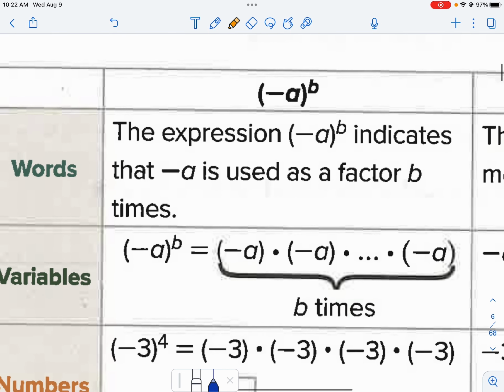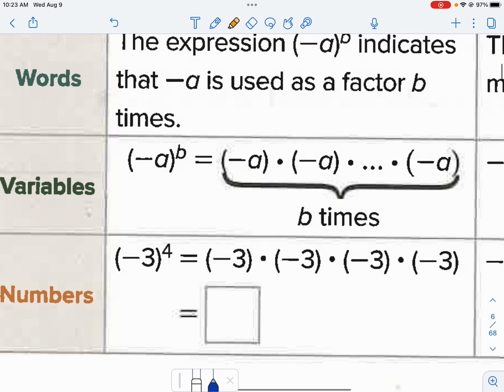If I look at this first one, the expression in parentheses, negative a to the b indicates that negative a is used as a factor b times. So that means it's negative a times negative a times negative a times negative a, on and on. So if it said negative 3, all in parentheses, raised to the 4th power, that's negative 3 times negative 3 times negative 3 times negative 3, which will get us, because this will turn positive, this one will turn positive, means I'm going to have a positive outcome. So that's going to get me 81.